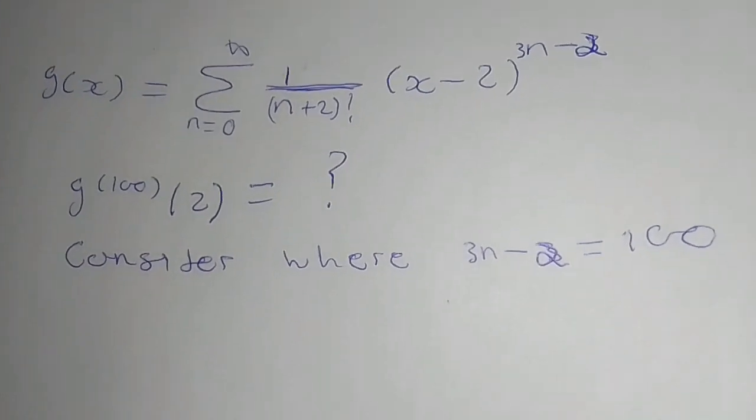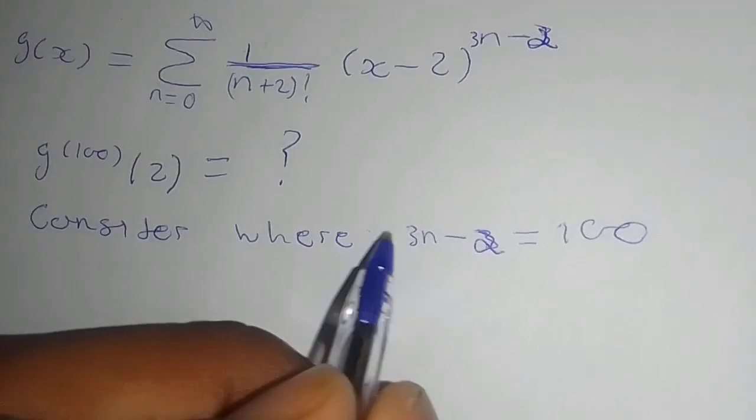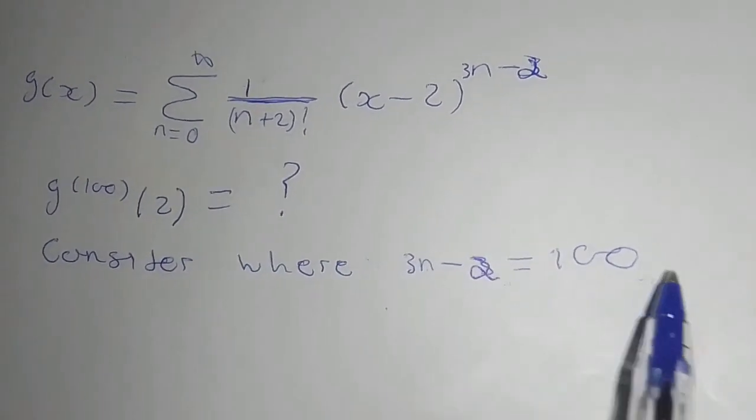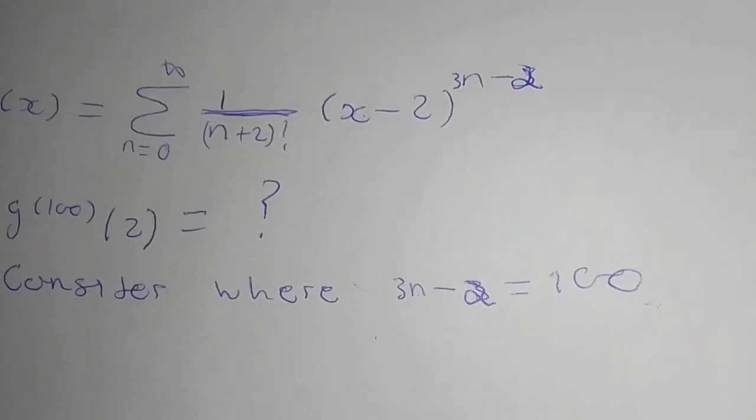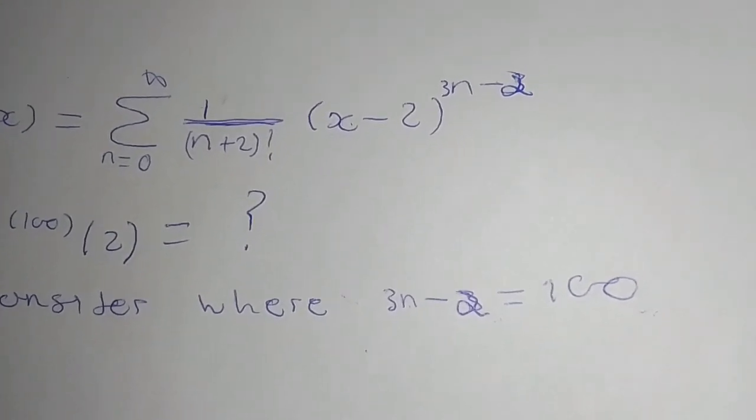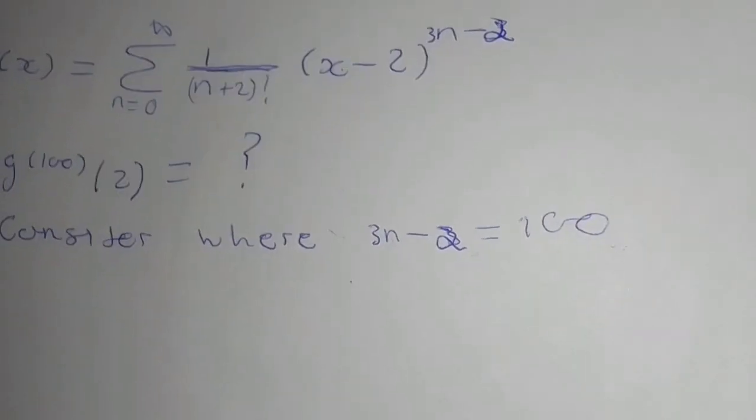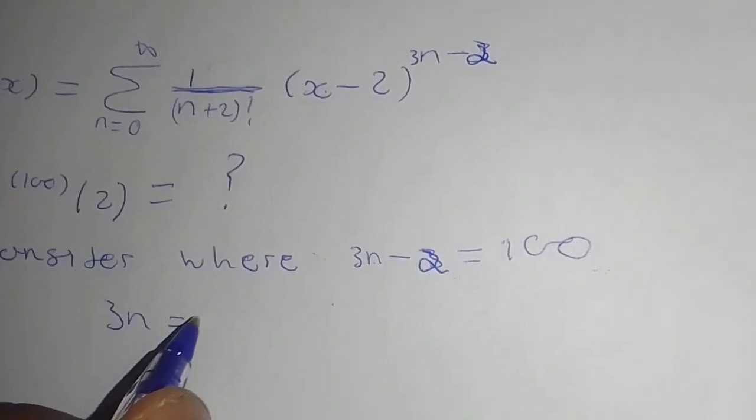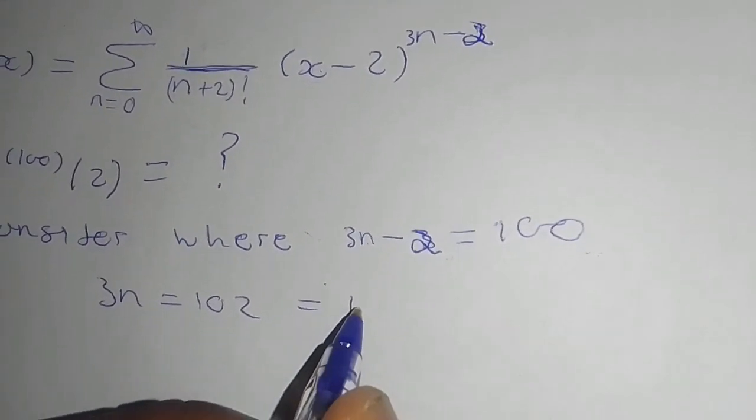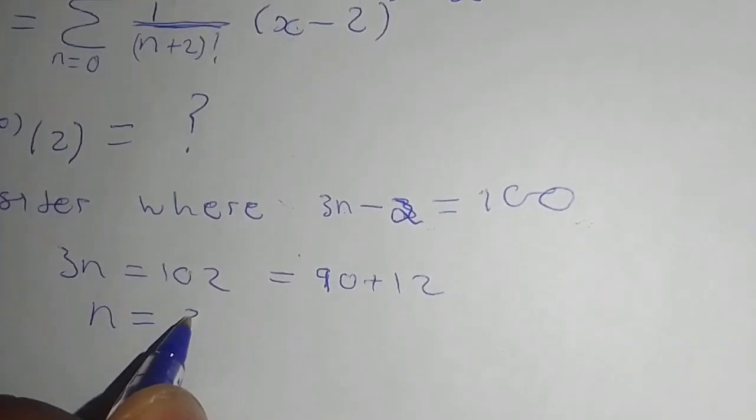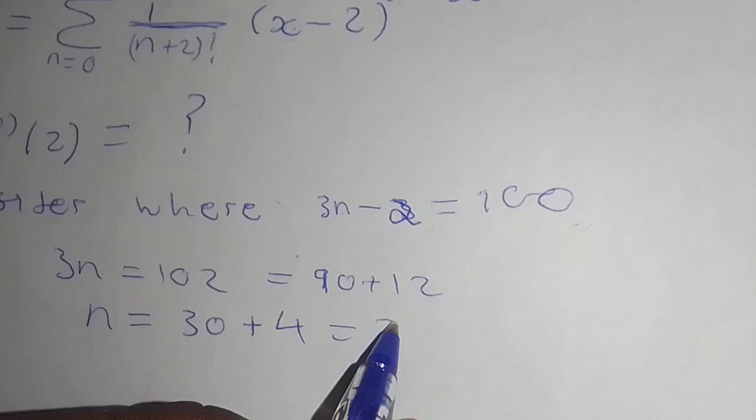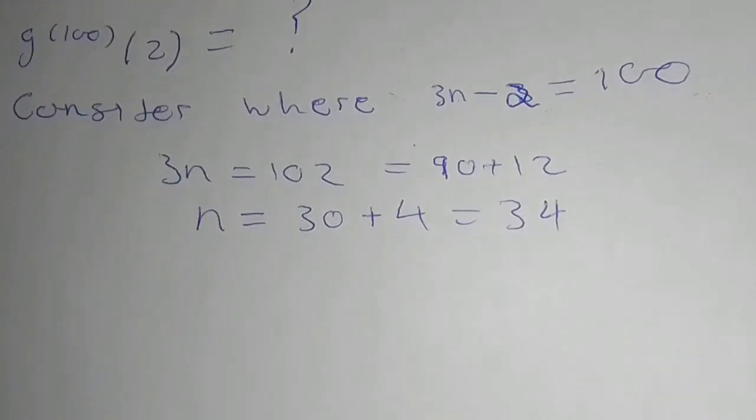How do we find the 100th derivative of that? You consider where 3n minus 2 will be 100. Because if that's 100, then that means we'll have x to the power of 100 there. So that basically implies that 3n will be equal to 102. And 102 is the same as 90 plus 12. And if you have 90 plus 12, how many times does 3 go into 90? It goes 30 times, and it goes 4 times in 12. So you're just basically going to have 34. So you consider n as 34 in that case.